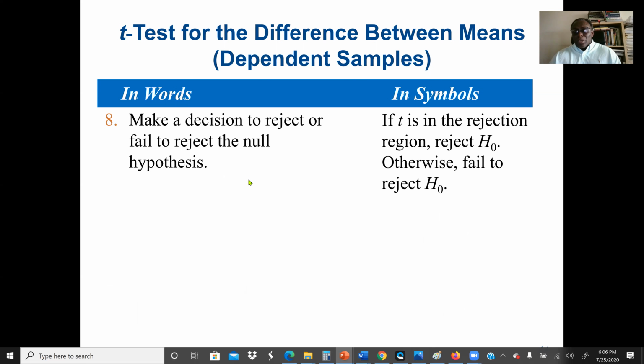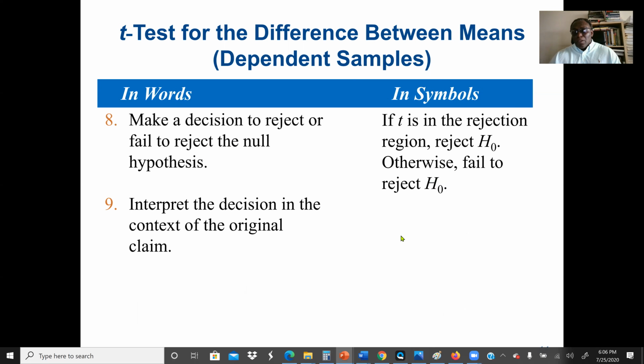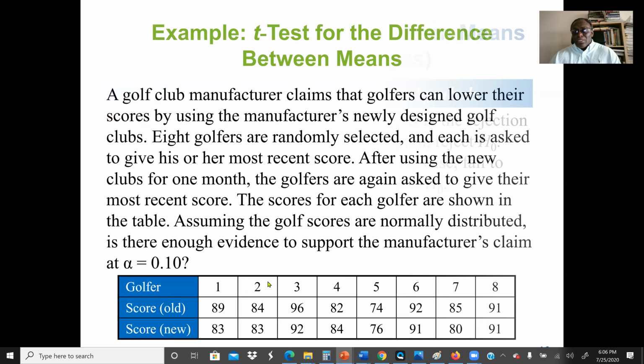We went to the table, everything. So we make a decision to reject or fail to reject the null hypothesis. We said that if the T value we get is in the rejection region, then we reject H0. Otherwise, we will fail to reject H0. Then we need to interpret the decision in the context of the original claim. So let's see an example, and this example will go through the steps as we went through step 1 to 9. Mostly step 1 to 8 is the most important.